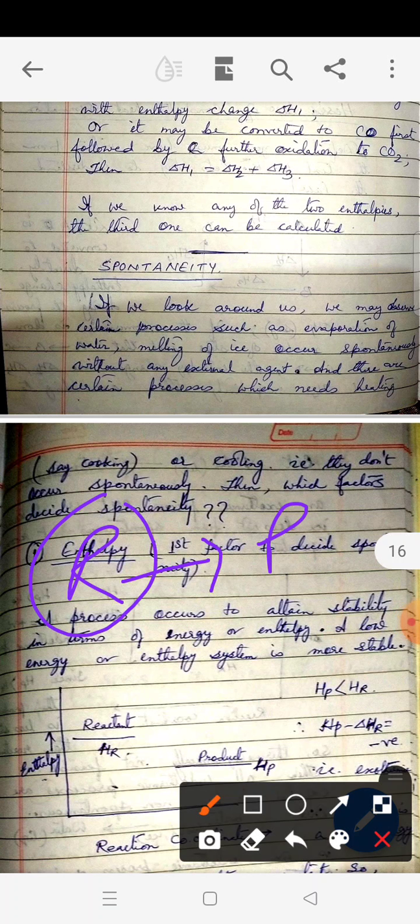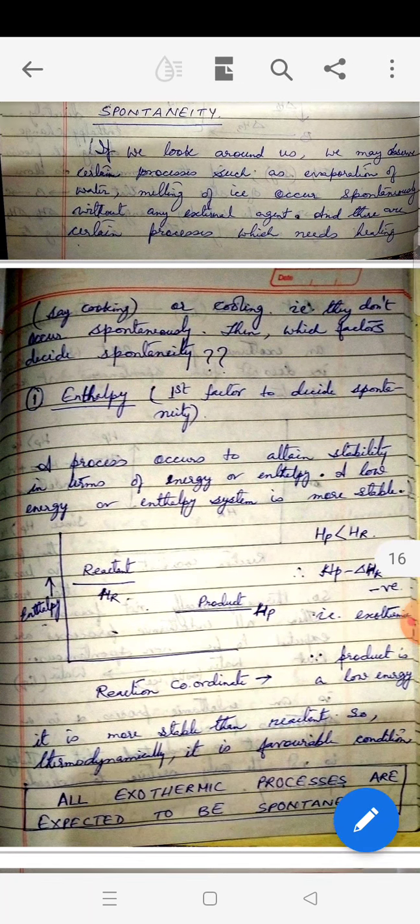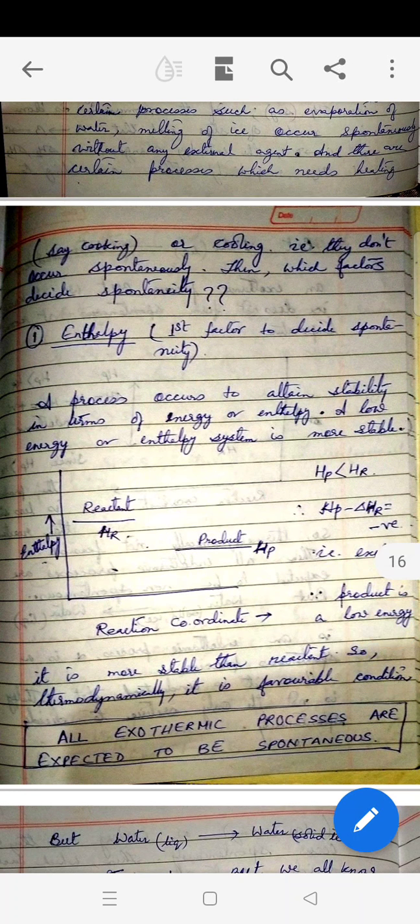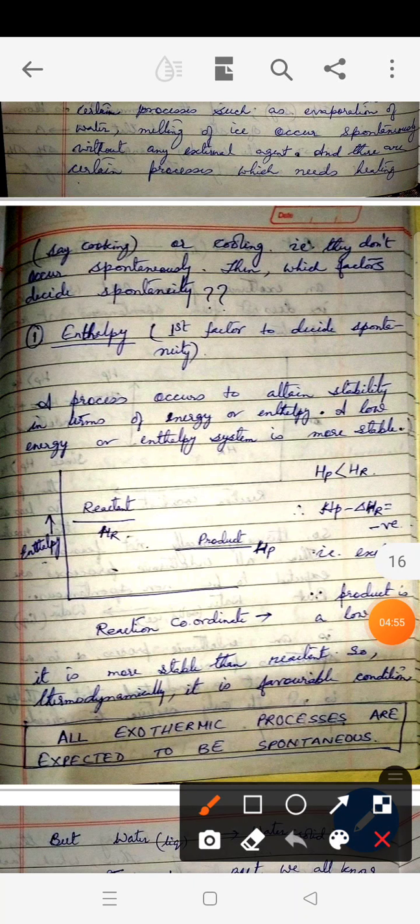Now let us consider the enthalpy of the reactant is quite high at this level. This is an energy graph. This is the enthalpy, the y-axis, and x-axis we measured the reaction coordinate. That means with the passage of time, what is the change taking place. Now if the product is forming which is more stable, therefore the enthalpy of the product will be less. So HP will be less than HR.